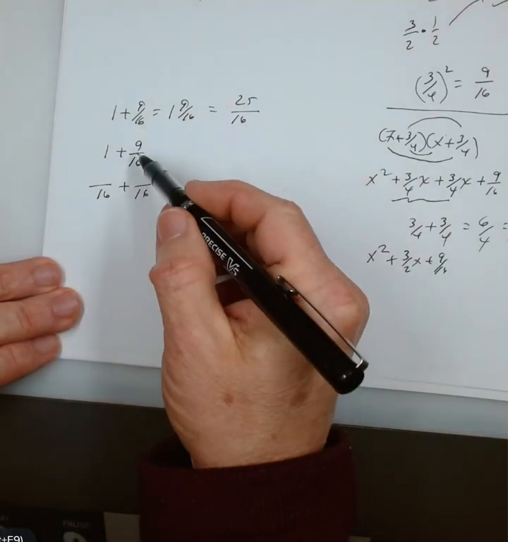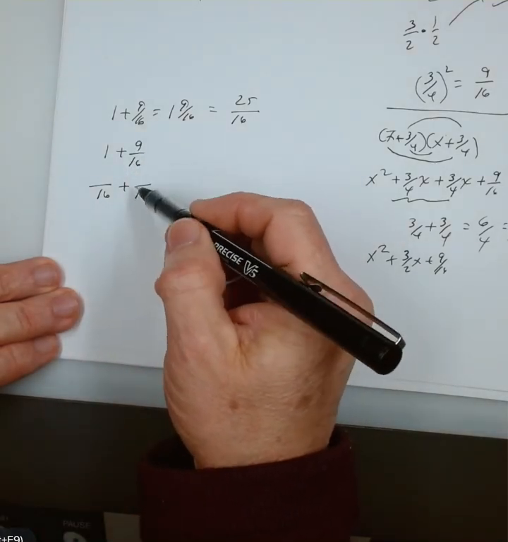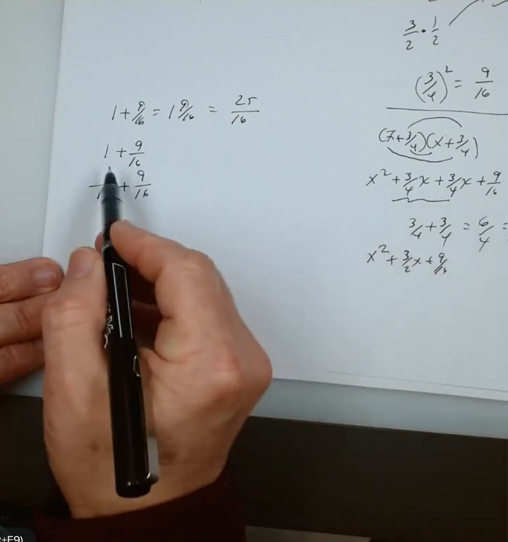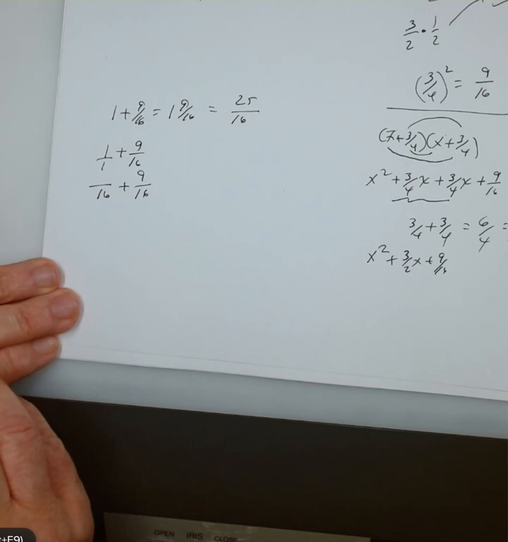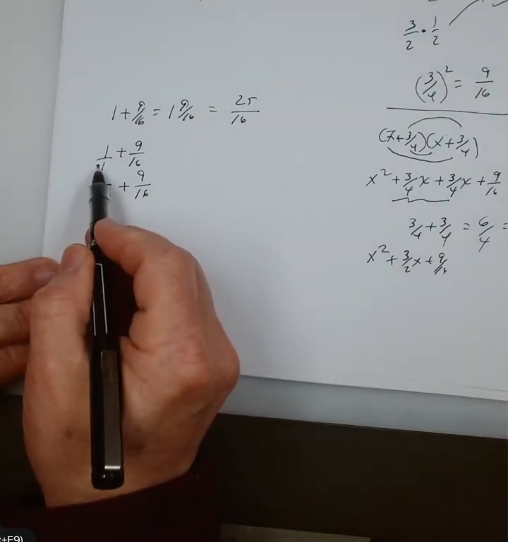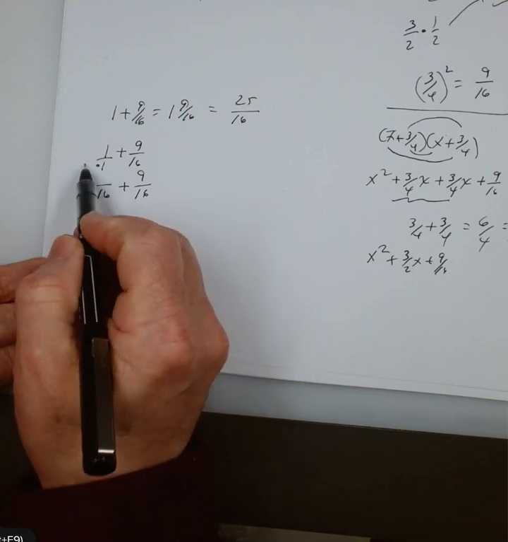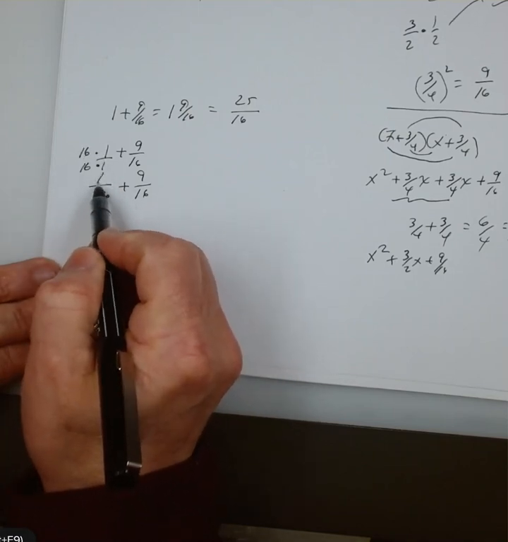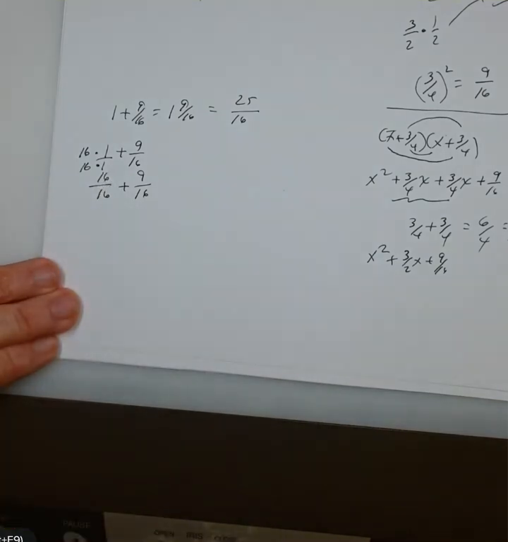The second one's easy. The denominators are already the same, so the numerators have to be the same. All right, now this is 1/1, right? Okay, so I need that denominator to be 16. So what do I need to multiply 1 by to get 16? 16. But what I do to the denominator, I do to the numerator, so this needs to be 16/16.